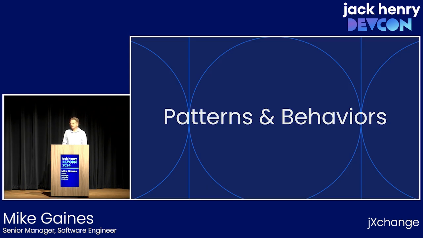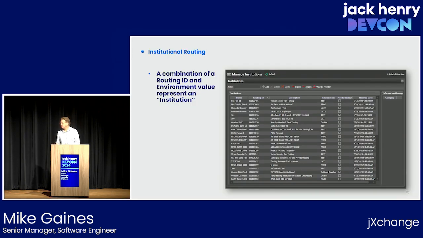So I'm going to talk a little bit about patterns and behaviors and how things are configured. This is a screenshot of our management console. If you're an in-house institution and you have access and you're managing your own gateway, you would see this, but primarily this is our operations team. In jXchange Gateway, all of our gateways are multi-tenant. So it's not one gateway per institution or per integrator. The institution itself is the root of our multi-tenancy.